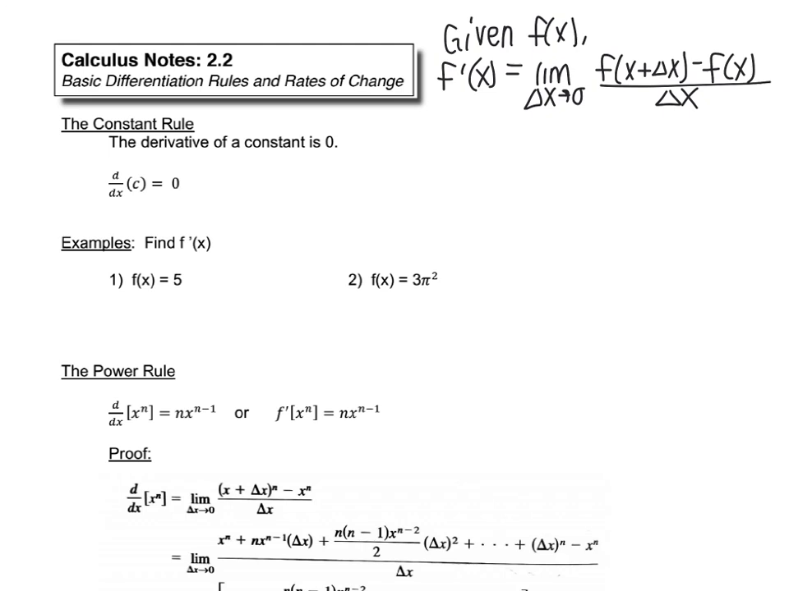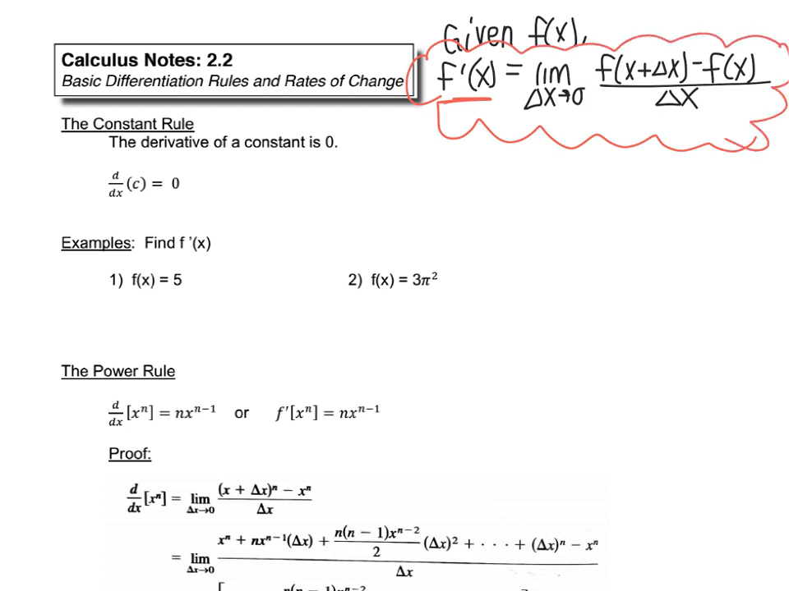All right, so section 2.2, we're going to get into basic differentiation rules. Up until now, which was just 2.1, we learned that if we've got a function, then we can find its derivative, f prime of x, which remember is the slope of a tangent line, or that instantaneous rate of change at any given point on that curve.